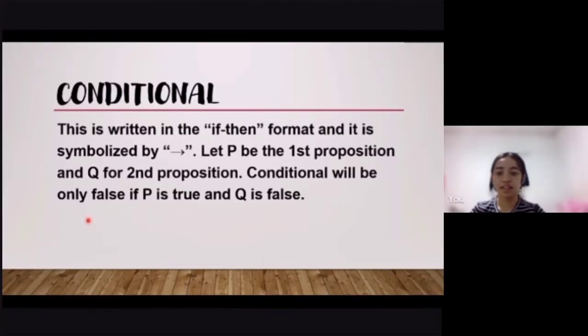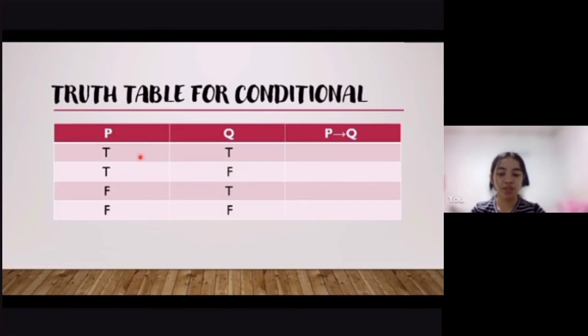Conditional. This is written in the if-then format and it is symbolized by this symbol. So let P be the first proposition and Q the second proposition. A conditional will be false only if P is true and Q is false. So let's have an example. If P is true and Q is true, the compound conditional will be true. For the second example, if P is true and Q is false, the compound conditional will be false. If P is false and Q is true, the compound conditional will be true. If both P and Q are false, the compound conditional will be true.